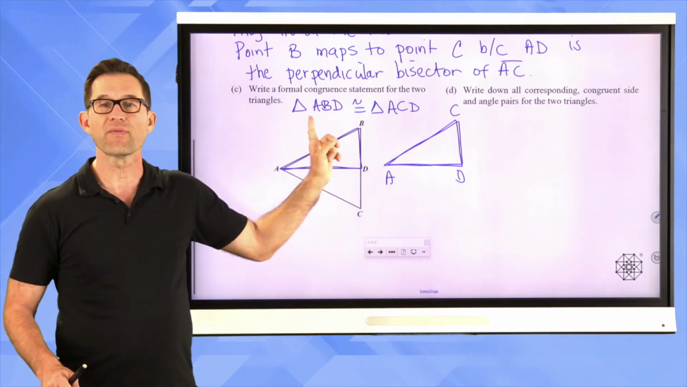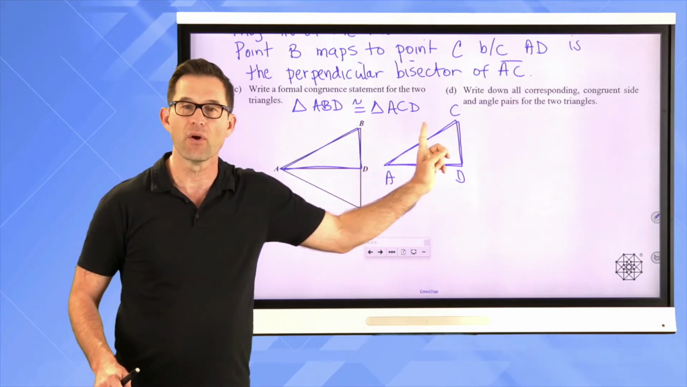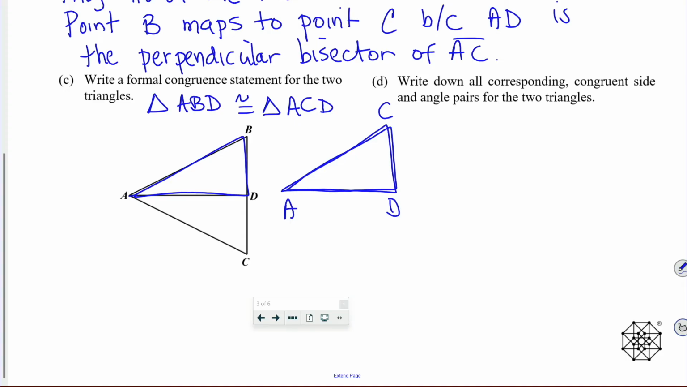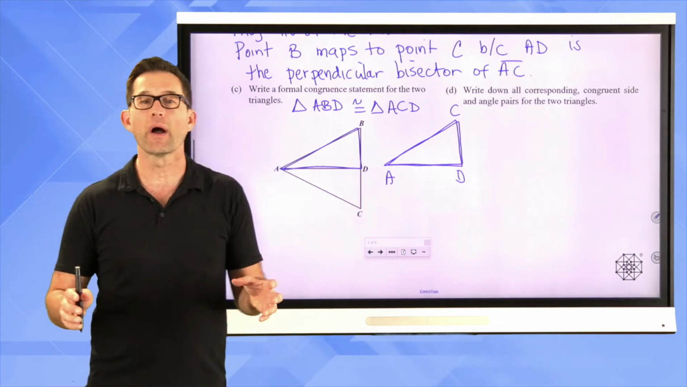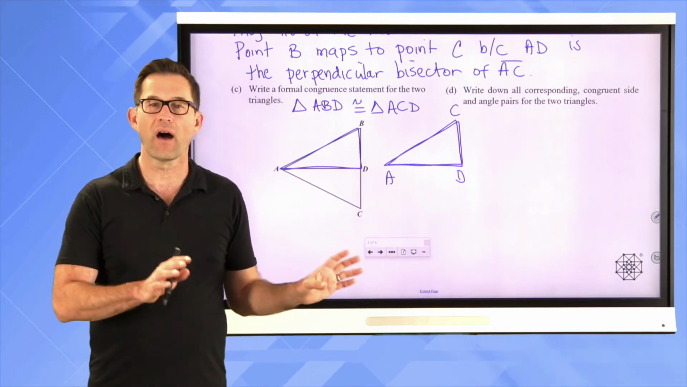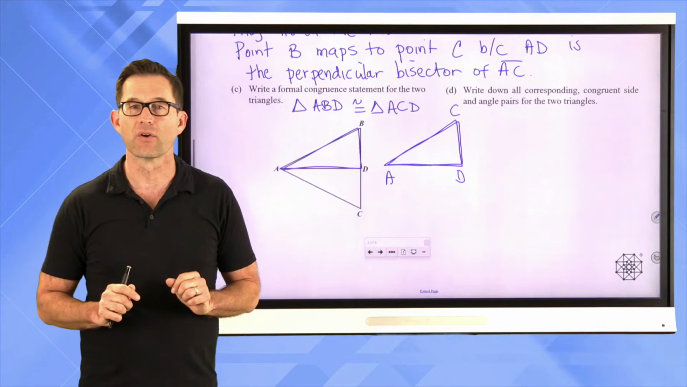But once I set the order of the vertices in one statement, it has to be the order of the vertices in the other. Now for letter D. Write down all corresponding congruent side and angle pairs for the two triangles, right? So because these triangles are now identical, all of the corresponding sides and corresponding angles also have to be congruent.